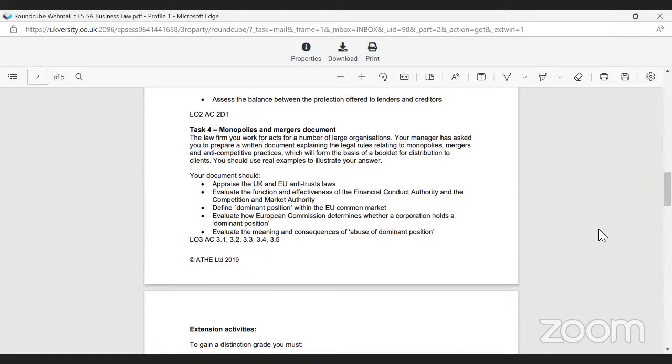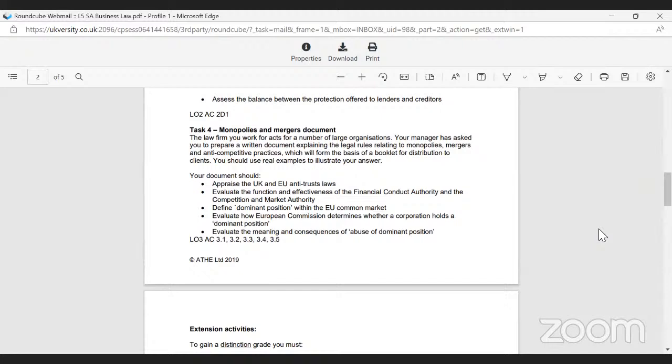Your document should appraise the UK and EU antitrust laws. You should also evaluate the function and effectiveness of the Financial Conduct Authority and the Competition and Markets Authority. You should define the dominant position within the EU common market, evaluate how the European Commission determines whether a corporation holds a dominant position, and evaluate the meaning and consequences of abuse of dominant position.